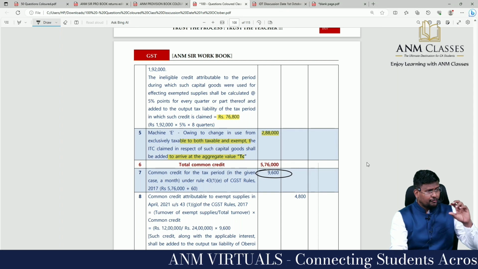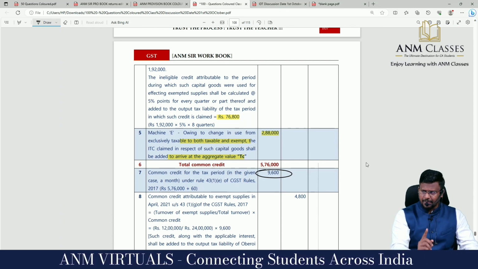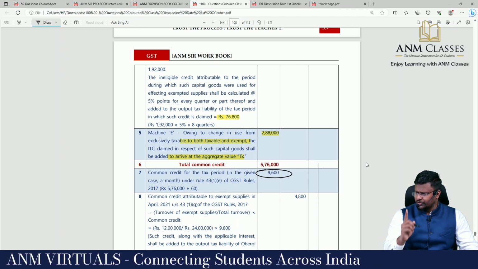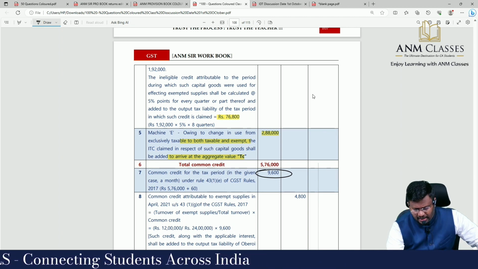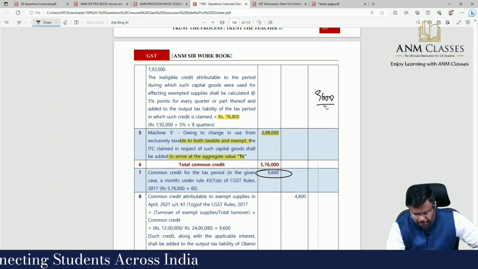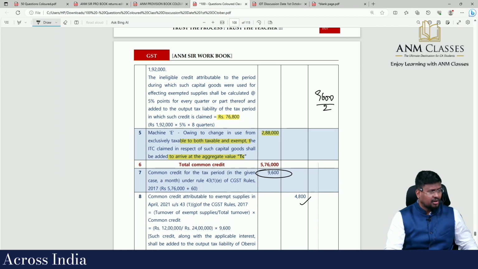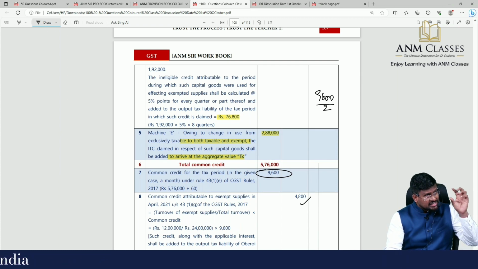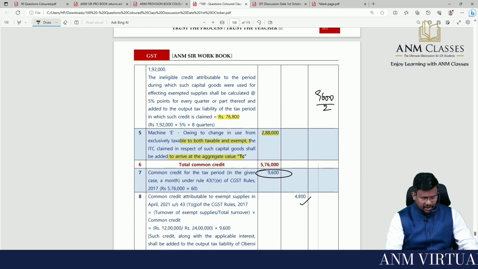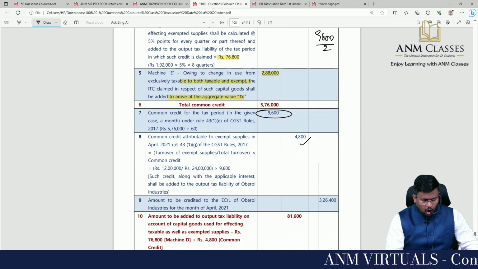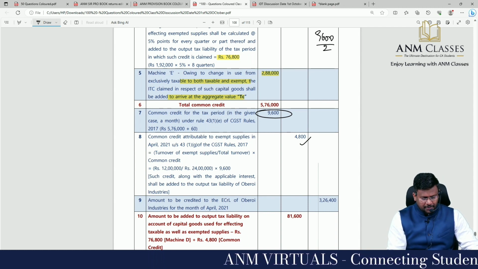Of the 9,600, 50% of the turnover represents taxable supply and 50% of the turnover represents exempted supply. Correct? Then half of 9,600, that is 4,800, is ineligible ITC which is there inside the common credit. Correct? So the common credit attributable to which supply? Exempt supply.